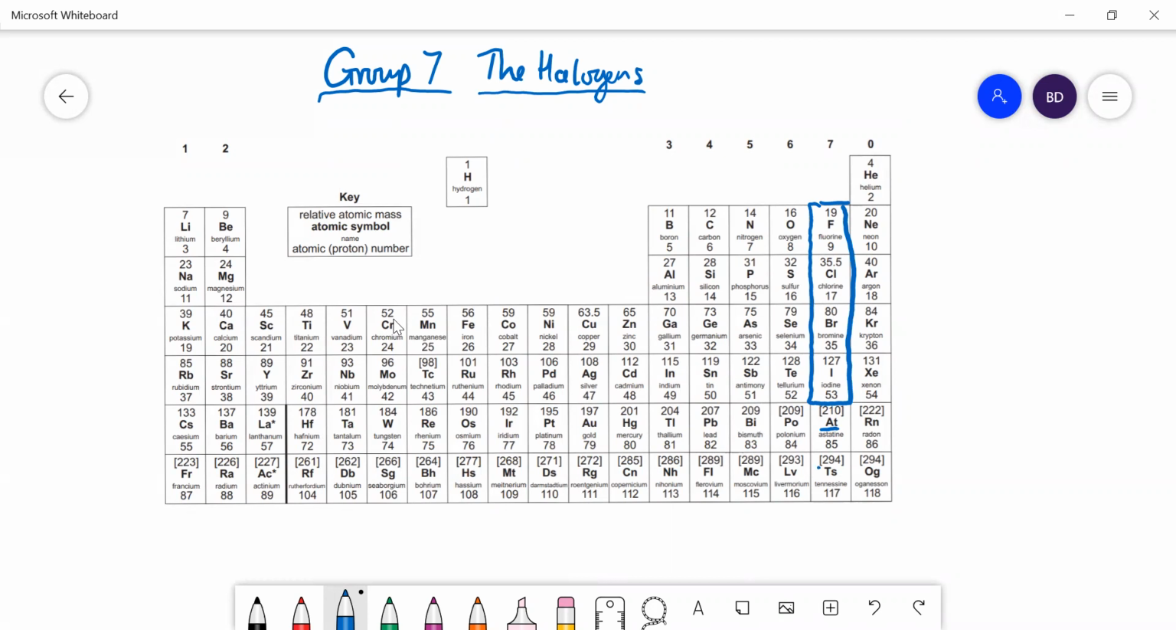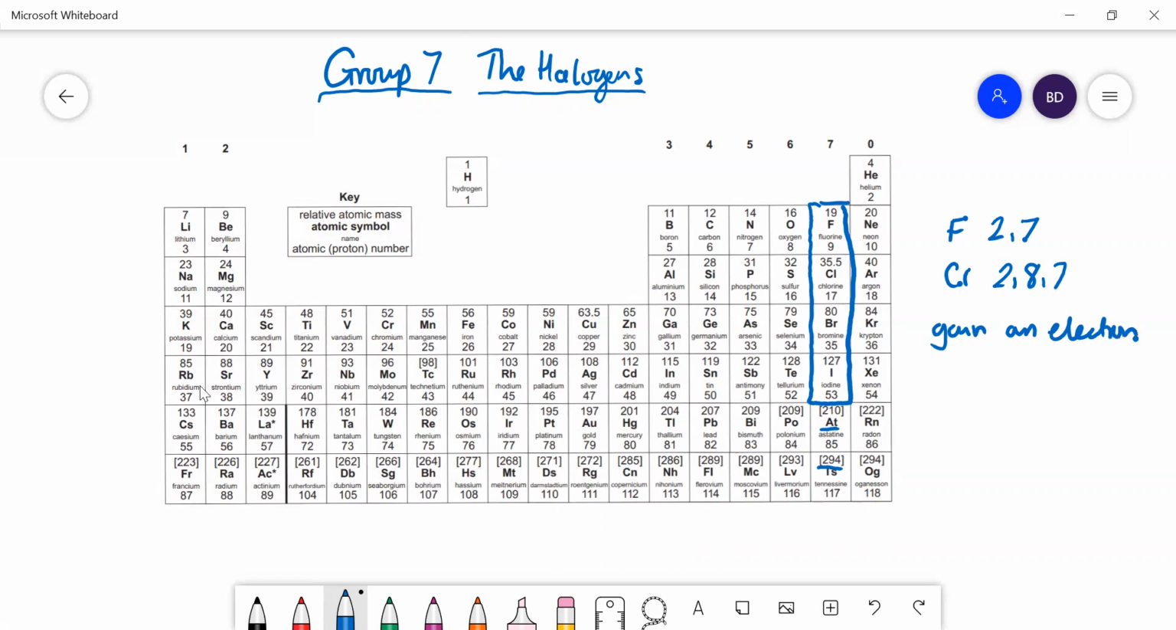And this one here, well, that's an artificially created element. It was only made about 2002 or something, so we won't talk about that. So we've got fluorine, chlorine, bromine, and iodine. Now, they've all got 7 electrons in their outer shell. So, for example, fluorine has got electronic structure 2, 7. Chlorine is going to be 2, 8, 7. So that means they all want to gain an electron in order to get noble gas electronic configuration.